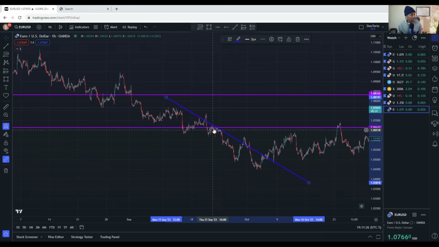I kind of like that one. It hit here, hit here, hit here, shot up. Did a little fake out because it definitely came back down. Hit it again now for support and shot up. So yeah, that's trend lines. You want to get those when you can.